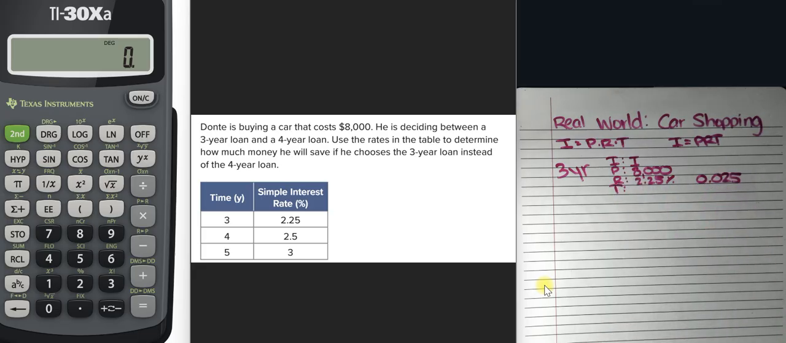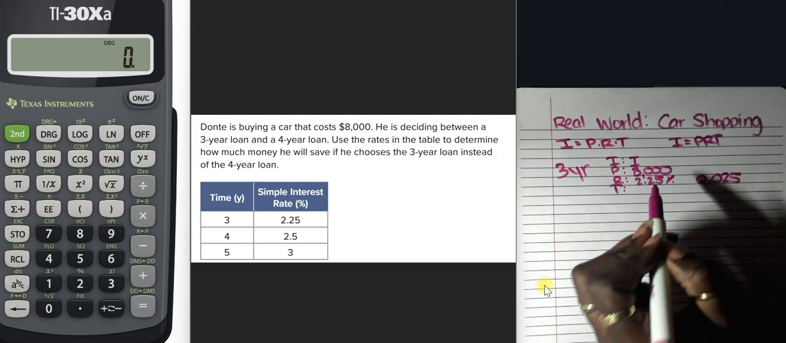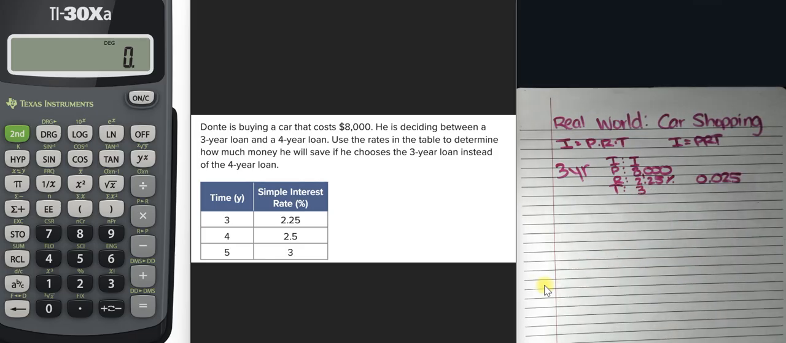All right. Now, what about the time? We know that the time is going to be 3 years. And remember, when we talk about time, we're talking about cycles, right? How many cycles is he going to need to pay interest? So, our interest rate we know is going to be per year, unless they tell us otherwise. So, we know that it's going to be per year, and he needs it for 3 years. So, he needs it for 3 of those cycles.